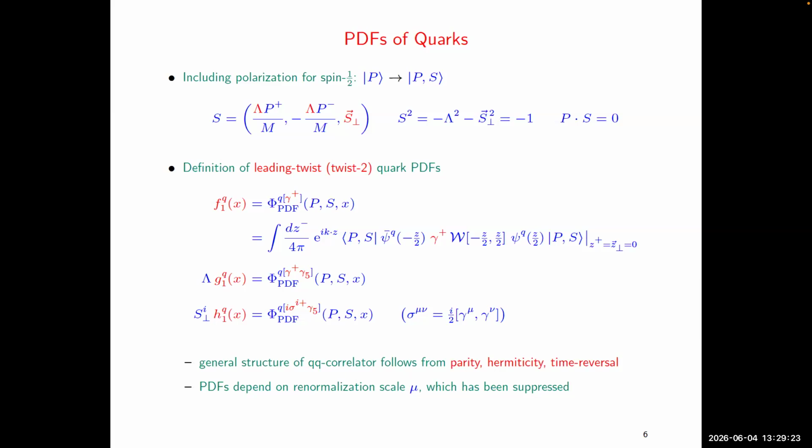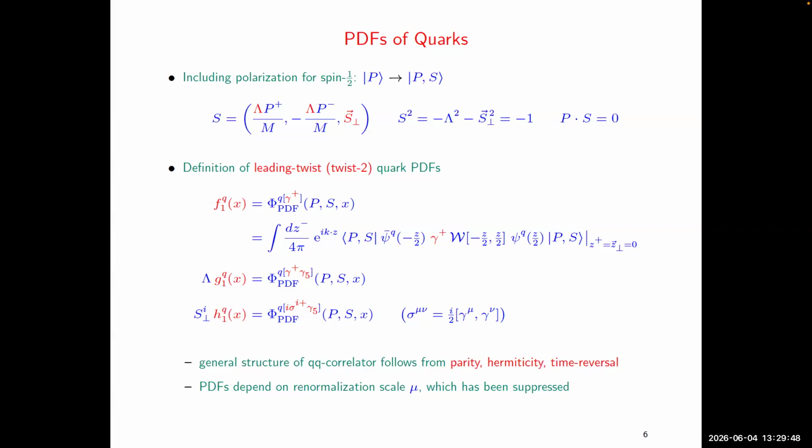If we want to do it for a spin 1/2 hadron, like the nucleon, we also have to pay attention to the spin. One way of describing the spin is a spin 4-vector, which is specified through the helicity, potential helicity of the nucleon, and the potential transverse spin vector. This S satisfies these constraints here. It's not so important for the following.